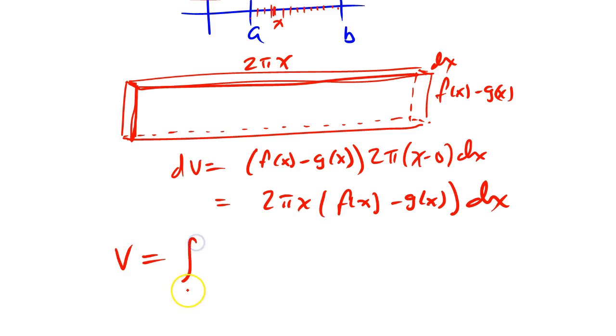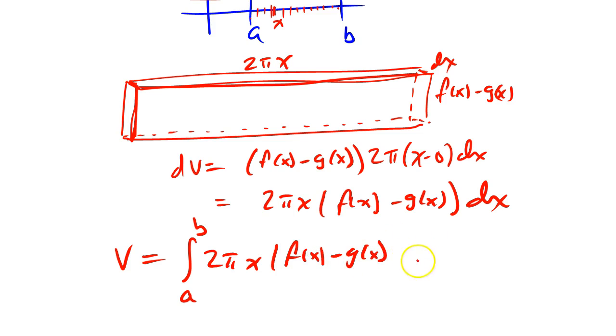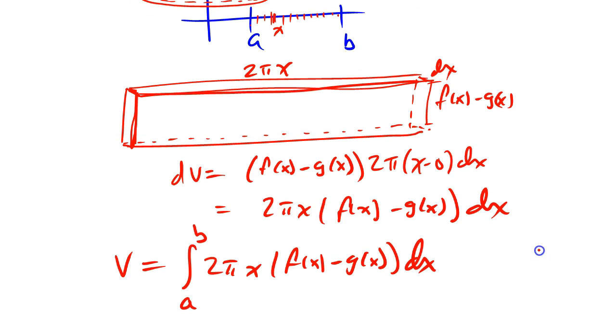Here we go. The integral from a to b of 2 pi x times f of x minus g of x dx. Distance all the way around, 2 pi times the radius. The height of the rectangle, top minus bottom, times the thickness, and that thickness is a little bit of x. So dx.